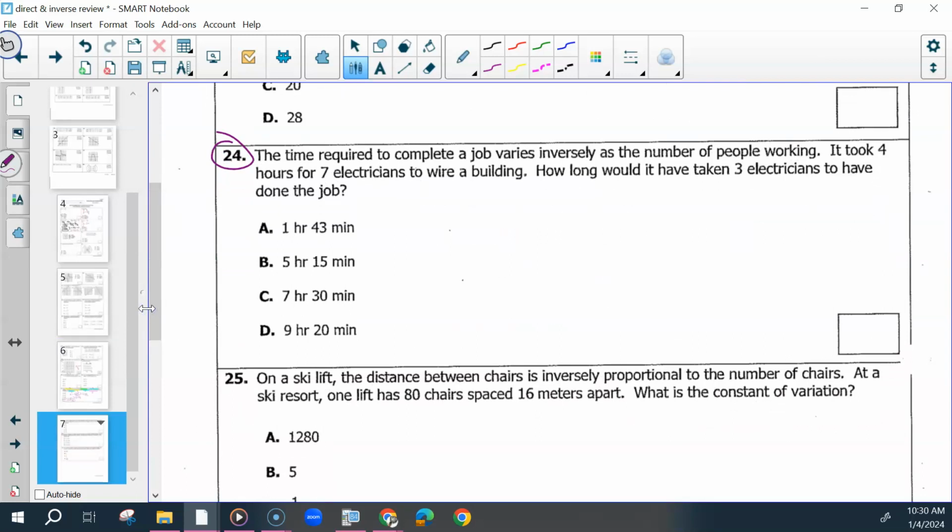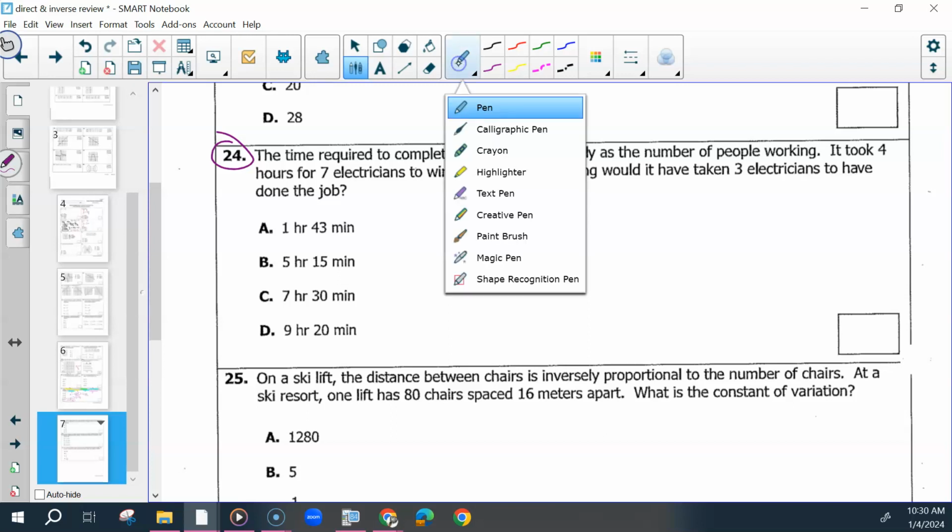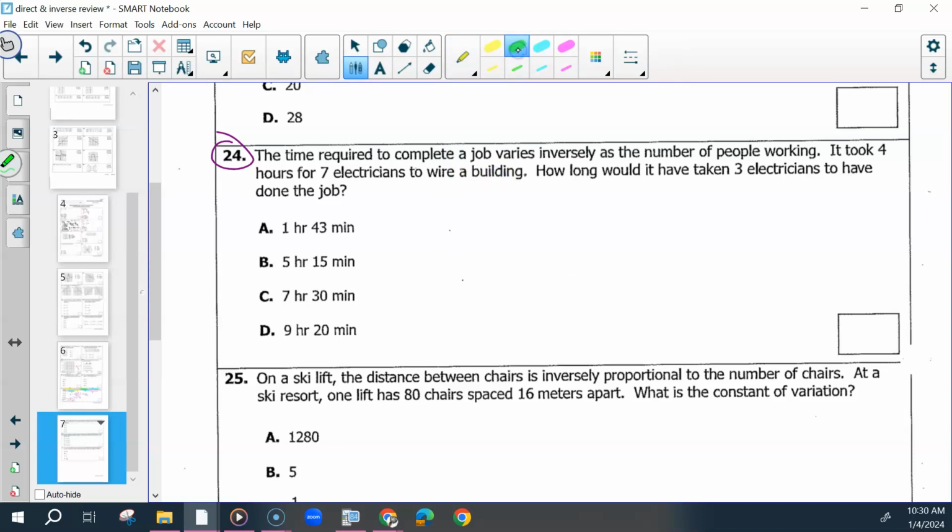The time required to complete a job varies inversely as the number of people working. It took 4 hours for 7 electricians to wire a building. How long would it have taken 3 electricians to have done the job? What's important there? Varies inversely. 4 hours, the time required. Number of people working.